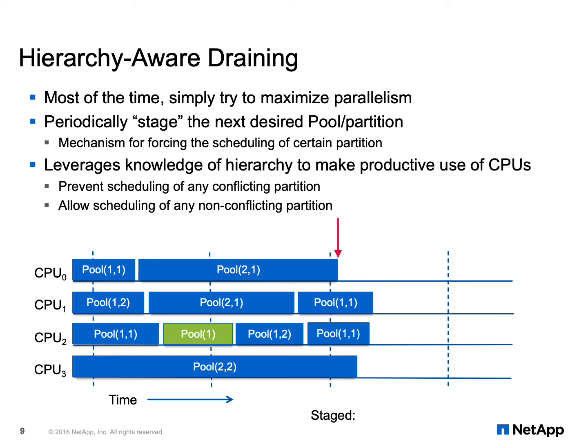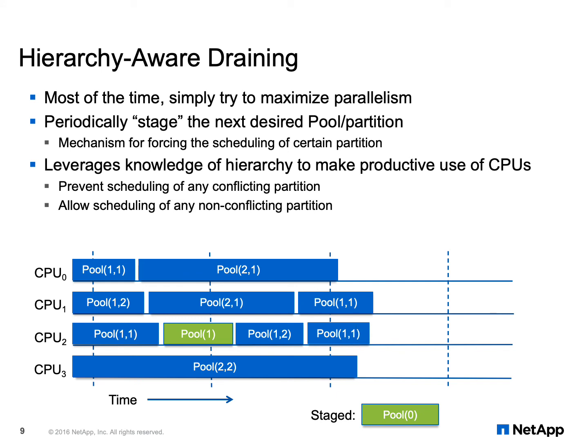Eventually we'll enter another time period where another data partition has been waiting long enough and we want to stage it. Let's say it's pool 0 in this case. Pool 0 is special because it's the partition at the root of the hierarchy, so it conflicts with every other partition in the system. So of course it can't run now while other cores are running anything. And there's nothing that CPU 0 can run that doesn't conflict with pool 0 because it's at the root. So it will sit idle.